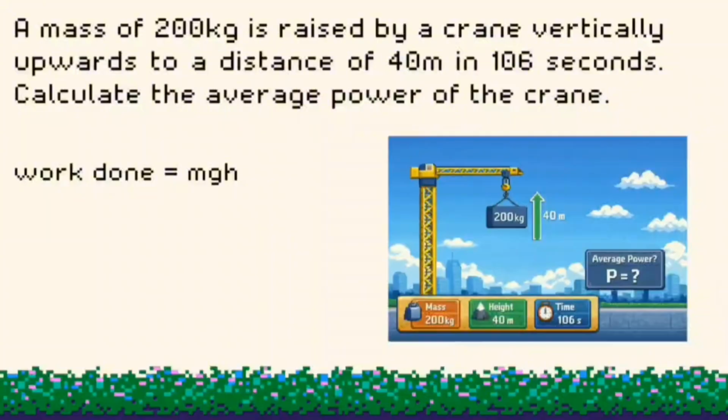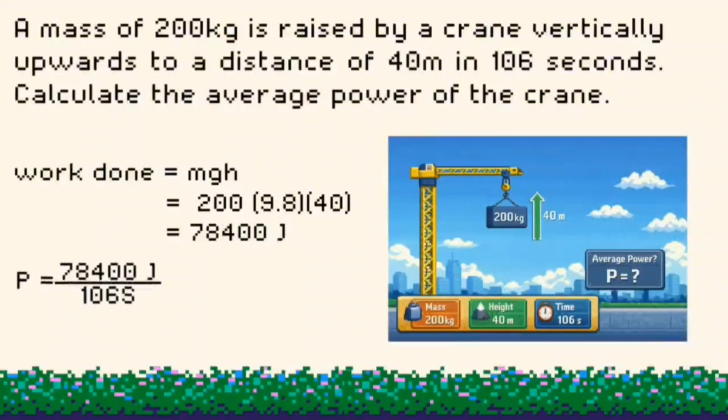So, work done equals 200 multiplied by 9.8 multiplied by 40. This gives us a value of 78,400 joules. Next, we calculate the average power using the formula. Power equals work done divided by time taken. Power equals 78,400 divided by 106. Therefore, the average power of the crane is approximately 740 watts.